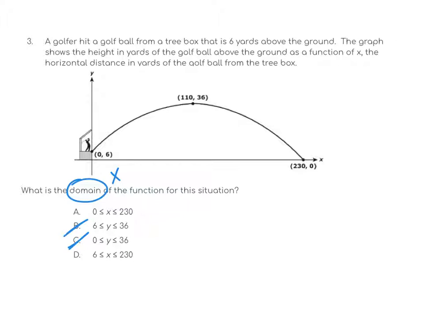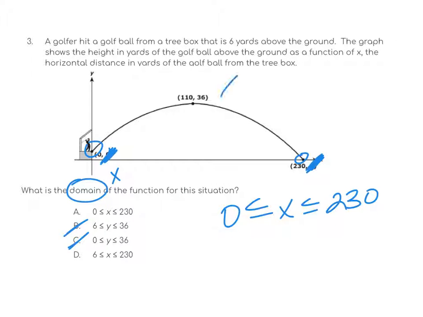Okay, so I need my x values. There's a lot of numbers on here. Maybe that's confusing, so I'm going to cross off the y values here. And then I see that my x goes from 0 to 230. These are closed, so I need less than or equal to signs. 0 to 230. This point would only be important if we were talking about the range, because that would be the maximum value for y. So A is our correct answer here.